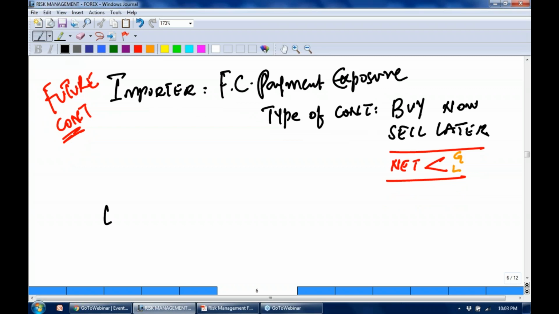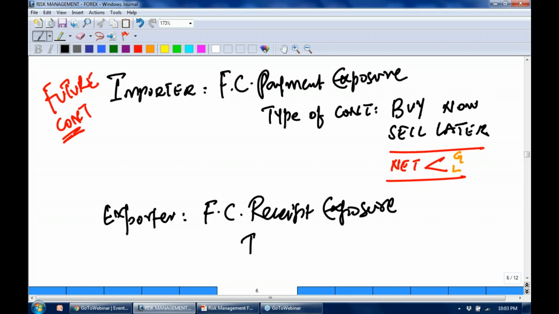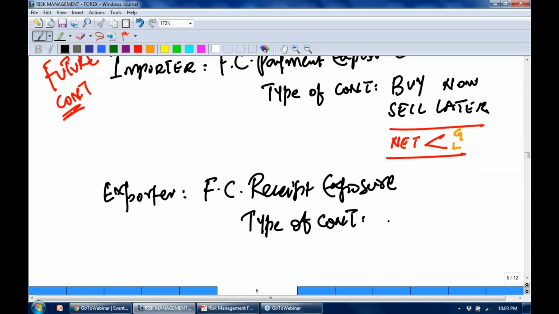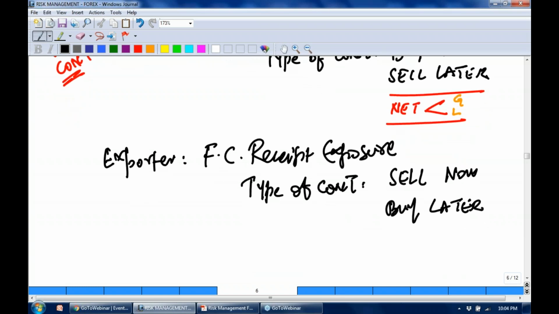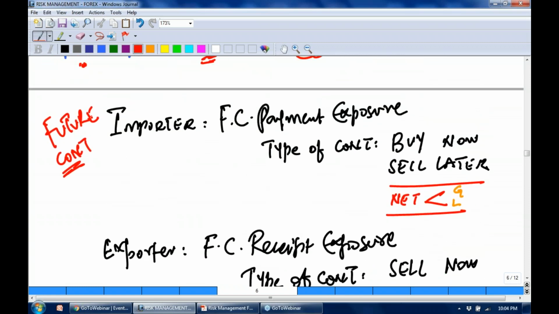In case of an exporter, with a foreign currency receive exposure, what is the issue of the type of contract? In the receive case, whenever we receive the foreign currency, the value of the foreign currency we sell decreases. So we will work out sell now and buy later. We neither actually sell nor later buy, but whatever the net we take, it is either a gain or a loss.